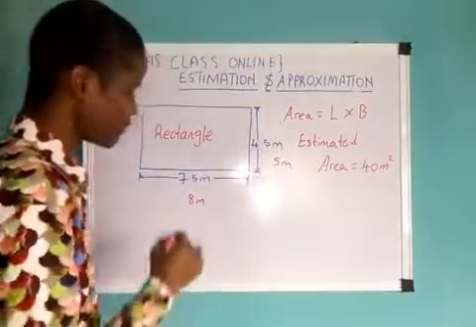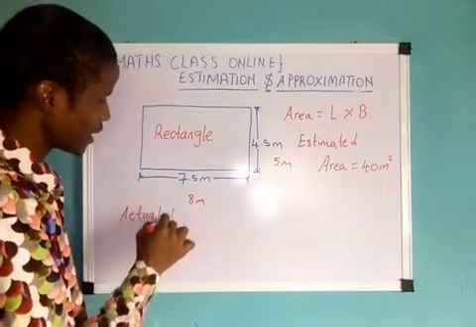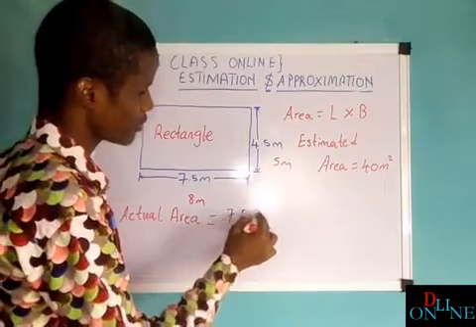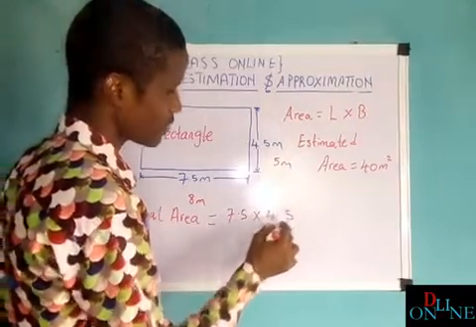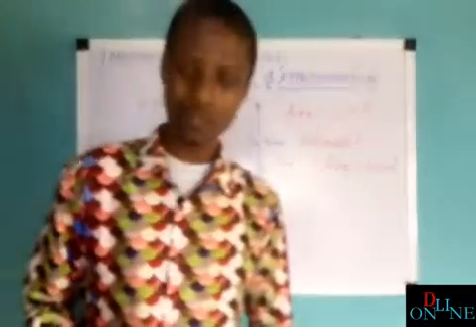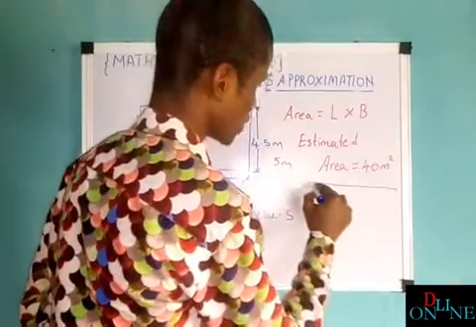7.5 times 4.5, that will give us the actual area. So the actual area is 7.5 times 4.5. Now, how do you do this without a calculator? Come over to this place and let's work it out here.